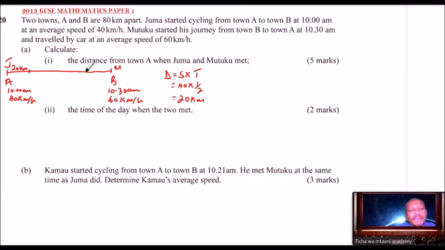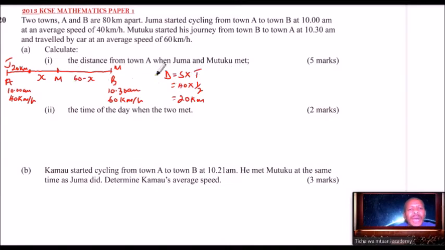And now the distance from A to B is 80 kilometers as we are told, so we have 60 remaining. Let's say they met at point M. If we say that from this point to where they met is x, then this will be 60 minus x. The other very important concept here is that the time Juma took from this point, after 20 kilometers, to the meeting point is the same time Mutuku took from B to the meeting point. That is very important when you are solving this kind of question.